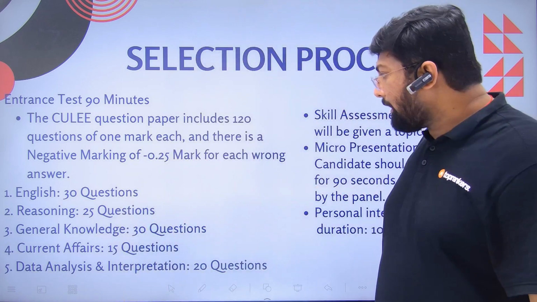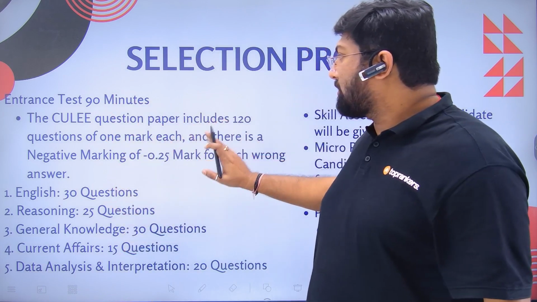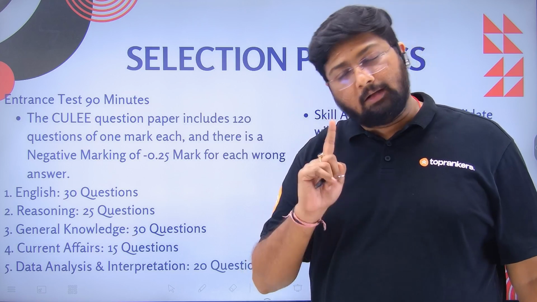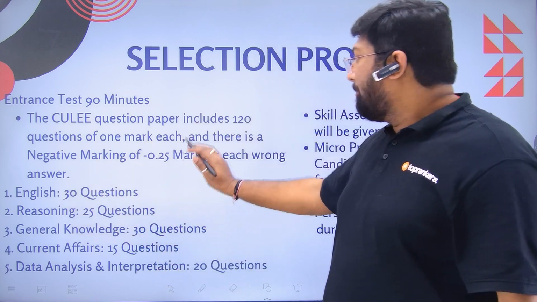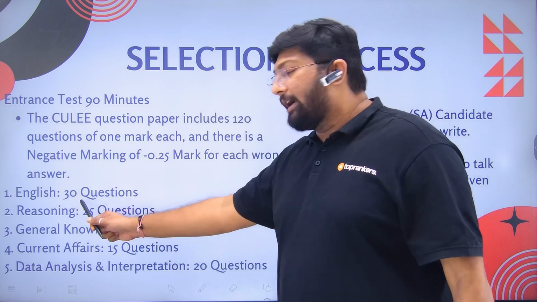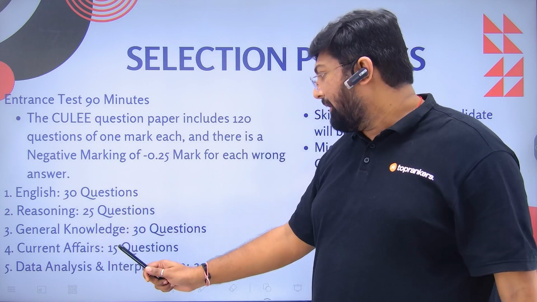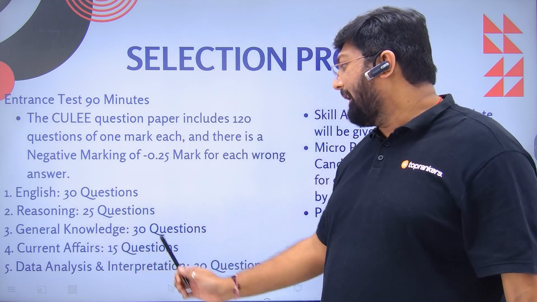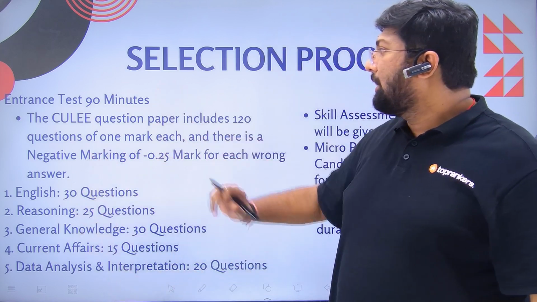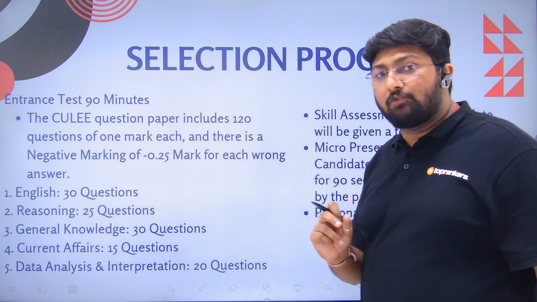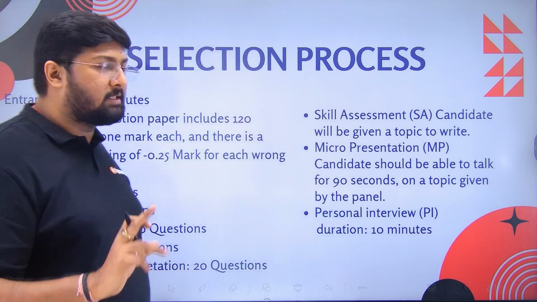Okay, so the entrance test is of 90 minutes. There will be 120 questions. A correct answer will fetch you 1 mark, and an incorrect answer will take away 0.25. 30 questions from the English section, 25 from reasoning, 30 questions from GK. Current affairs will have 15 questions, and data analysis and interpretation will have 20 questions. Cumulatively taking it to 120 questions, which you'll have to solve in 90 minutes. That is, 1.5 hours and 120 questions that you will have to do.